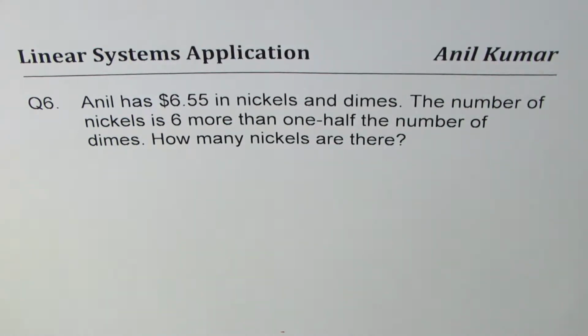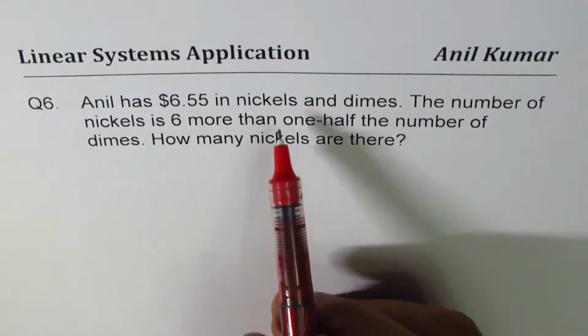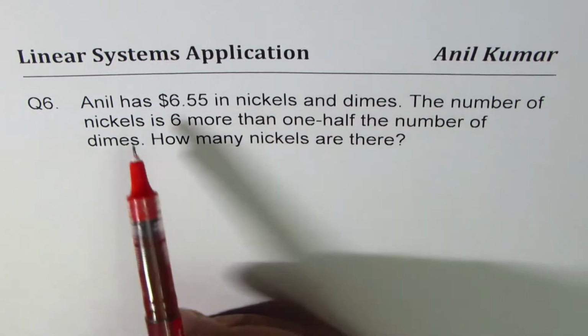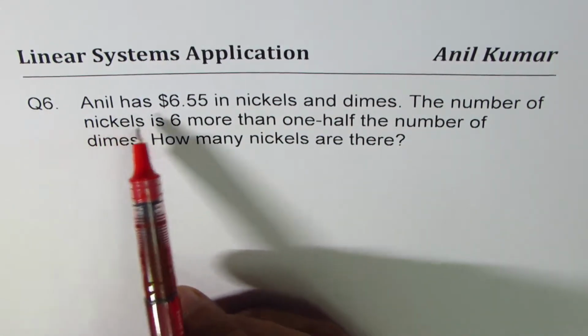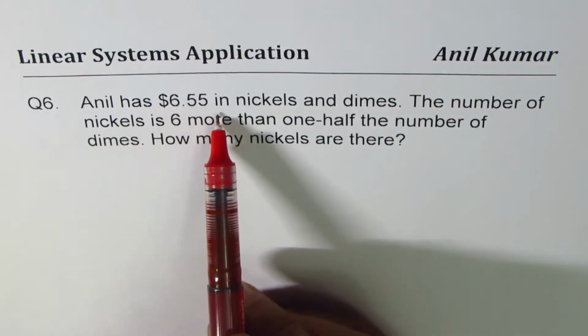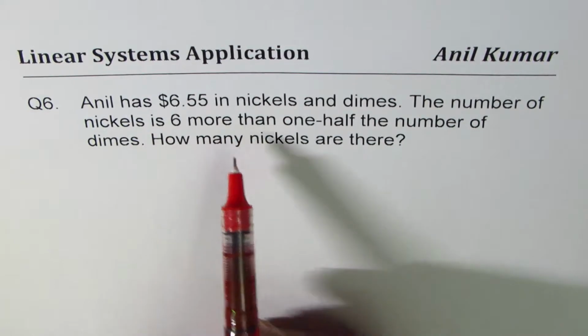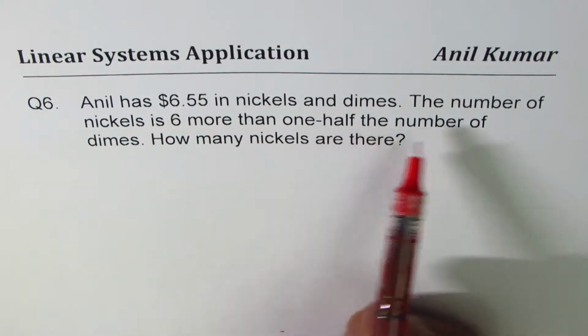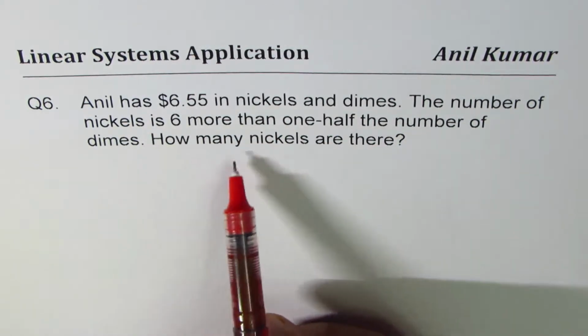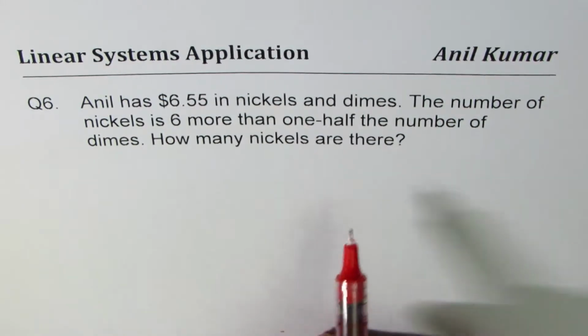Here in question number 6, we'll talk about currency. Question number 6: Anil has $6.55 in nickels and dimes. The number of nickels is 6 more than one half the number of dimes. How many nickels are there?